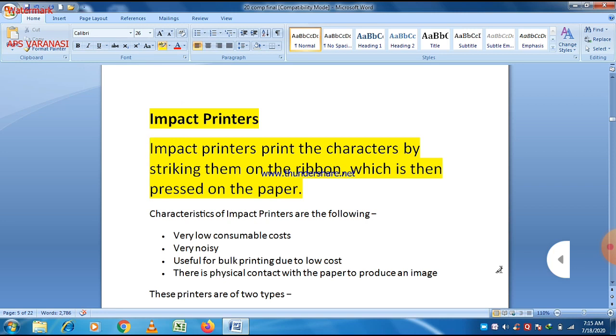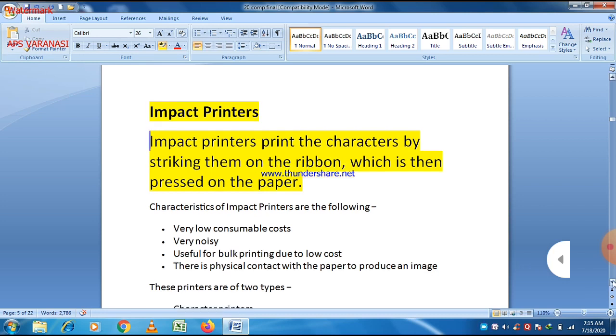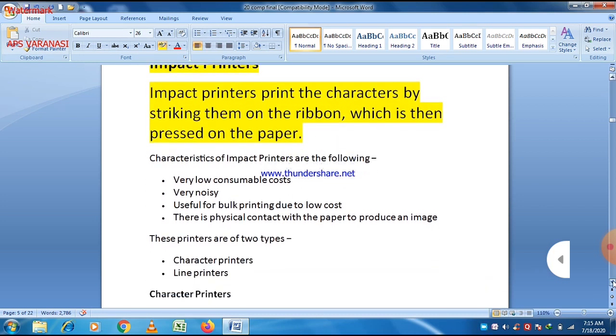Now the characteristics of the impact printer. There are some characteristics of impact printer. First is a very low consumable cost.